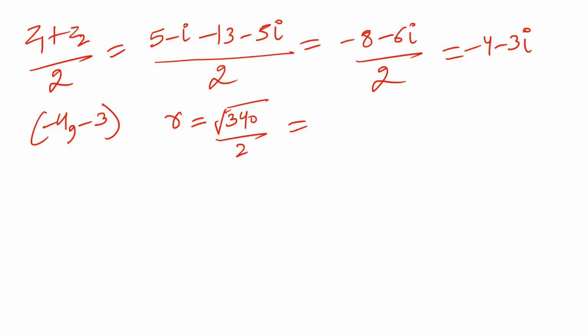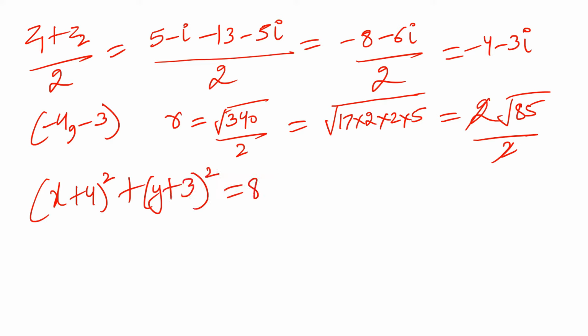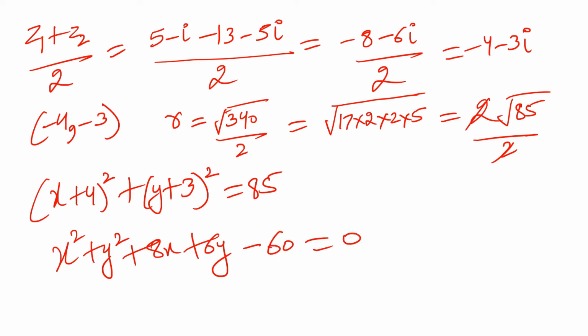Let us just simplify this value. It is under root of 17 into 2 into 2 into 5, or this value comes out to be 2 under root 85 divided by 2. So it is just under root of 85. So that means in terms of coordinate geometry, the equation turns out to be (x plus 4) whole square plus (y plus 3) whole square equal to 85. Fine. So that means the equation becomes x square plus y square plus 8x plus 6y plus 16 plus 9, that is 25, minus 85. So it is minus 60 is equal to 0.